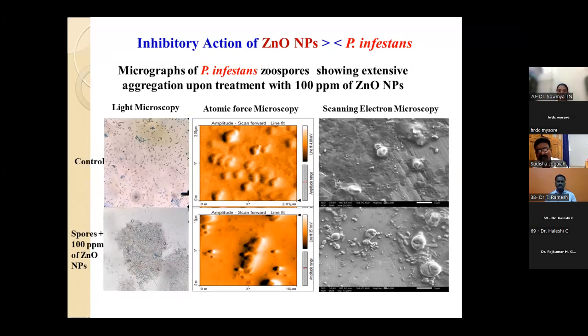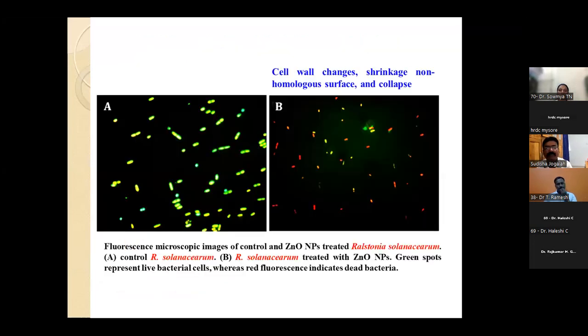We have also seen in the AFM, that is atomic force microscopy, and also the scanning electron microscopy, the binding capacity of the spores, where it can act as an electrostatic binding on the surface of the cells, so that the zoospores present inside the sporangia will not be coming out, and the cells will be arrested. This is very clear from our study.